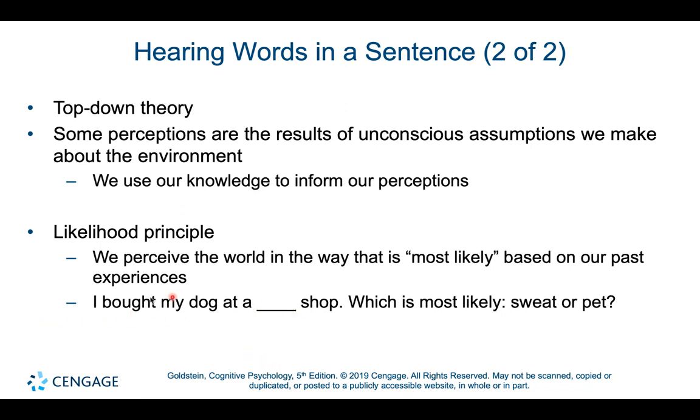But given this sentence, I bought my dog at a shop, which of these is most likely to be the missing word? Sweat or pet? I bought my dog at a sweatshop, or I bought my dog at a pet shop. Clearly, our past experience and our understanding of the English language, using the likelihood principle, will tell us that even though we didn't hear the word pet, that is the most likely word to be in this blank. And so that's how we should perceive it, even though you didn't technically hear the word pet.